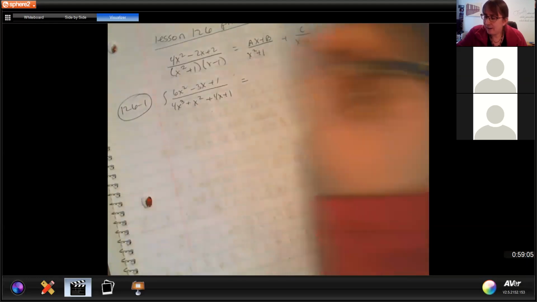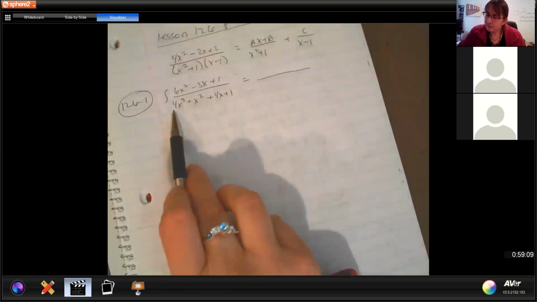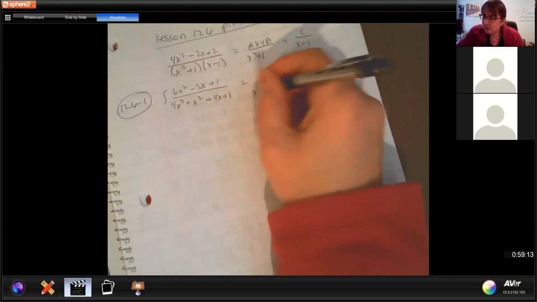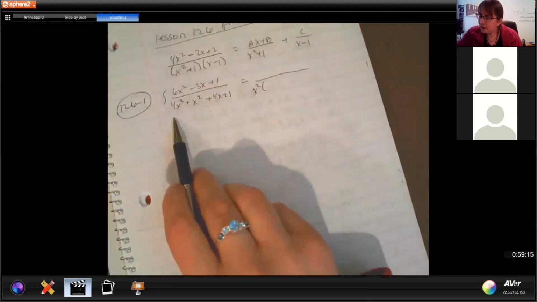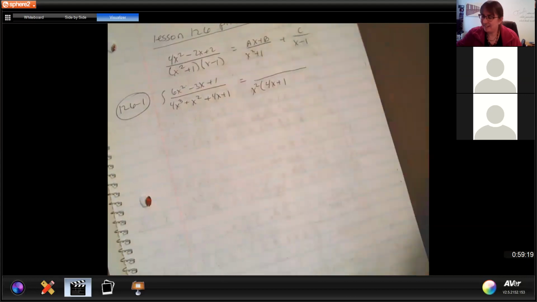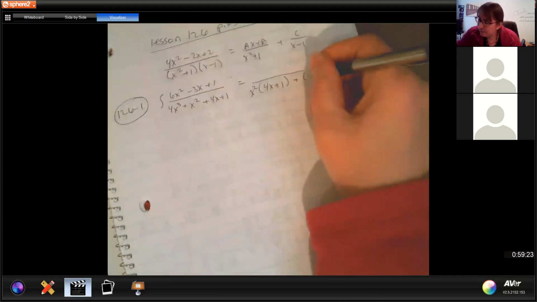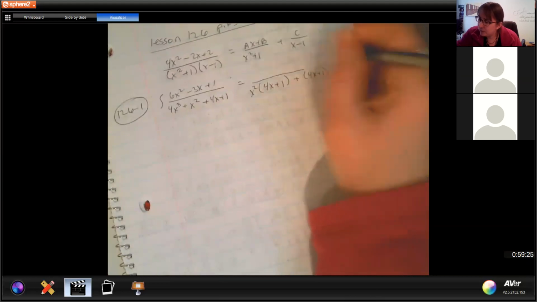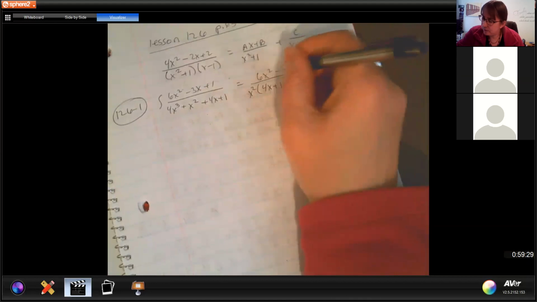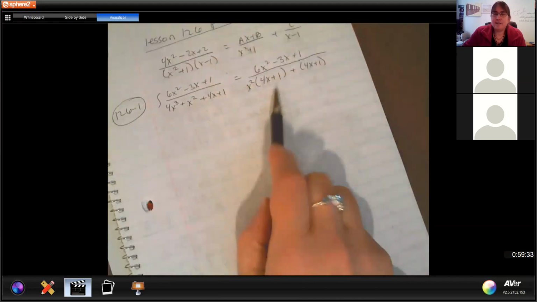So if I look at these first two, if I factored an x squared out of just the first two terms, I'm going to get a 4x plus 1. And then plus, and I'm just going to put 4x plus 1. And then the numerator stays the same. Still factoring out the denominator.